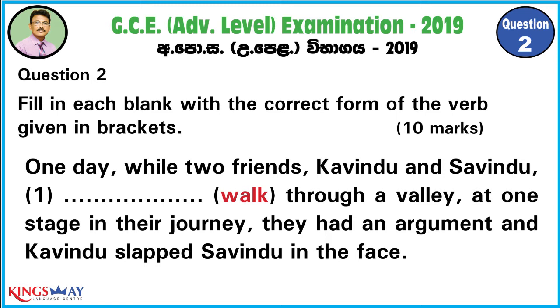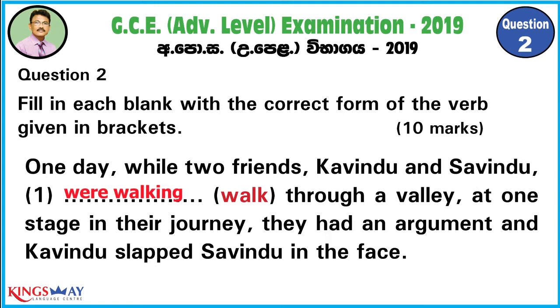So we must say were walking because Kavindu and Savindu are the 2 boys and that is a plural subject. So we have to use the past tense form of the be verb, and with be verbs we use the ing form of the verb. So it must be were walking. One day, while 2 friends, Kavindu and Savindu, were walking through a valley, at one stage in their journey, on their way, they had an argument.